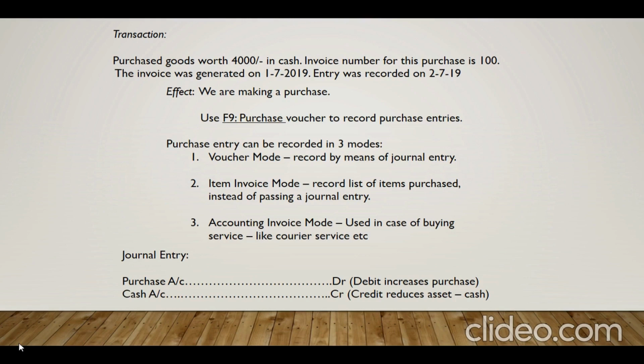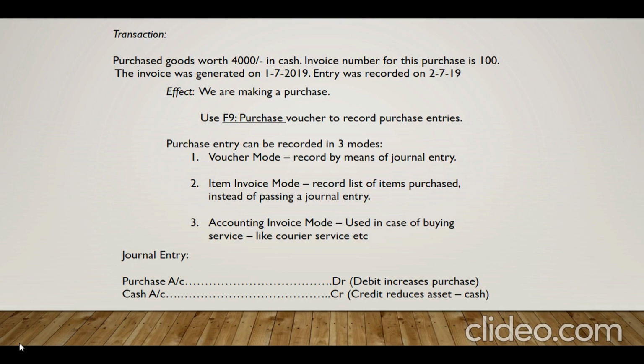The entry is related to a purchase, and the invoice number for this purchase is 100. The invoice was generated on 1st of July, and the entry was recorded on 2nd of July. We will use the purchase voucher to record this entry. In Tally, you can record purchase and sales in 3 modes. Number 1, you can record the entry by means of a journal entry. Number 2, you can record the list of items which you have purchased. Here you don't have to record the journal entry.